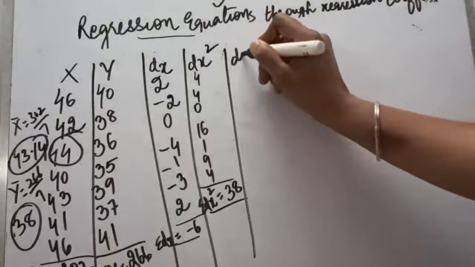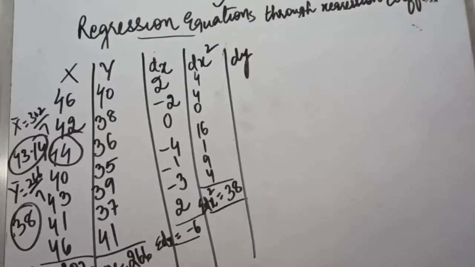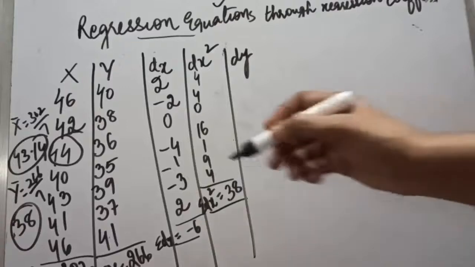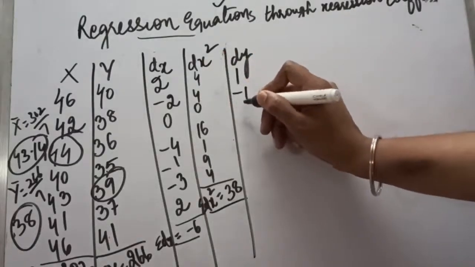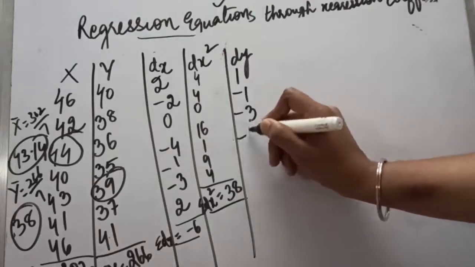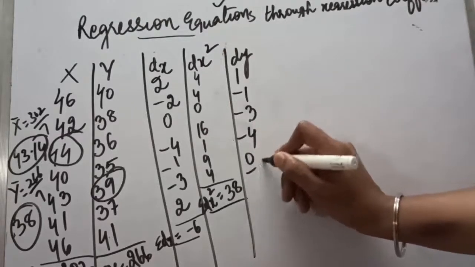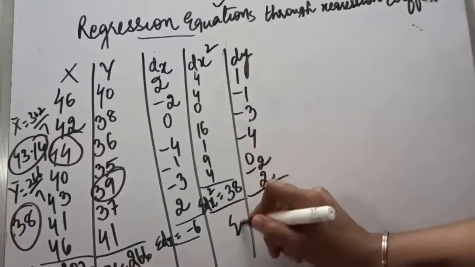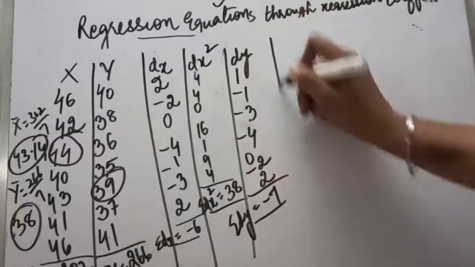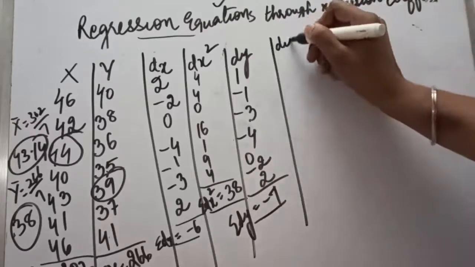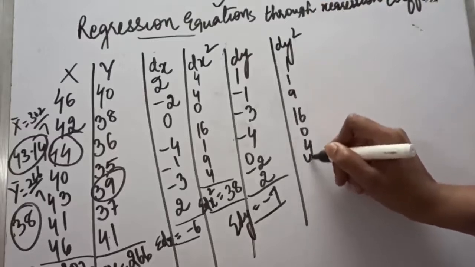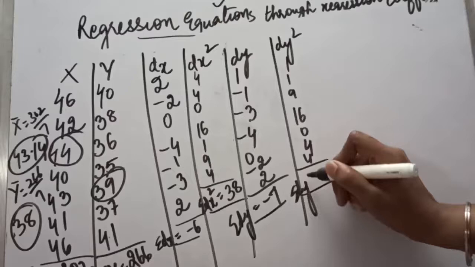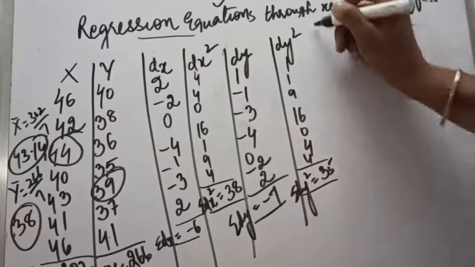Now we will move ahead with the second series y, taking dy. Here we can take any assumed mean. I am taking 39. Taking deviations, it will be 1, minus 1, minus 3, minus 4, 0, minus 2 and 2. So sigma dy is minus 7. Then dy square: 1, 1, 9, 16, 0, 4 and 4. So sigma dy square is 35.